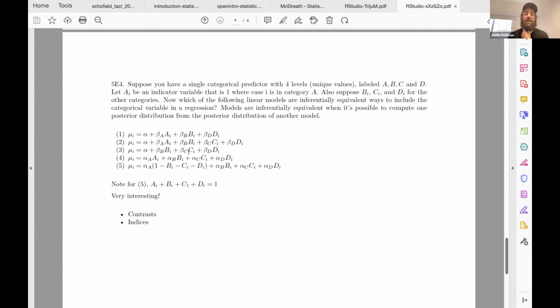So 3 is the same idea as 1, but you just leave out A instead of C. And so the question we're supposed to ask is, are these 2 models inferentially equivalent? And so again, meaning, is it possible to compute one posterior distribution from the other? So to think about this real quick, what do we have here? For example, these parameters are again beta A, beta B, beta D, and the first one are differences between that category and C.